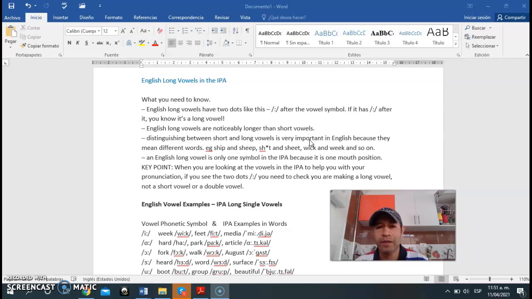Key point. When you are looking at the vowels in the IPA to help you with your pronunciation, if you see the two dots, you need to check you are making a long vowel, not a short vowel or a double vowel.